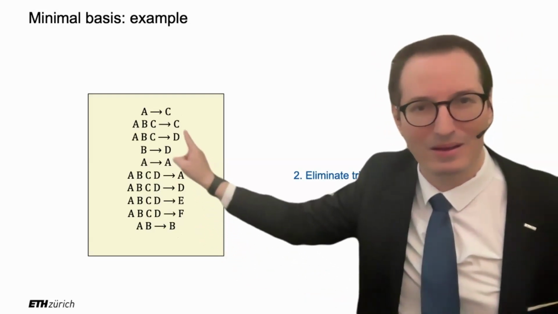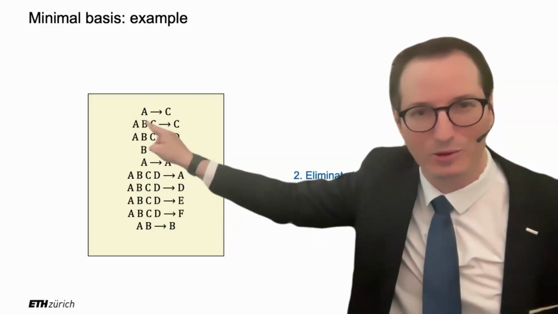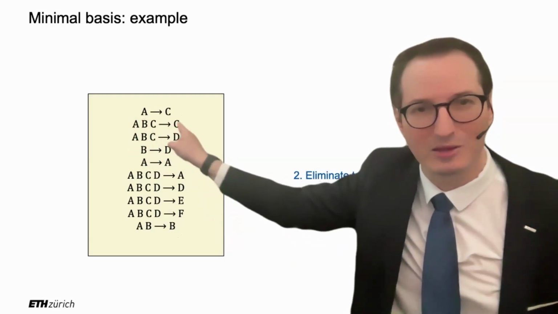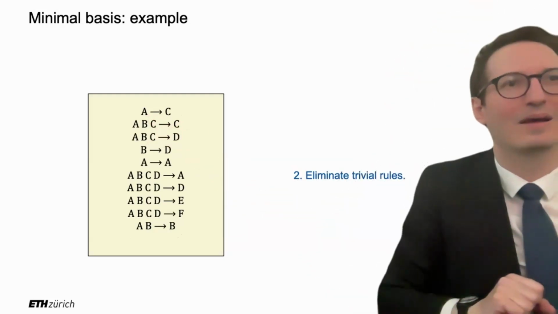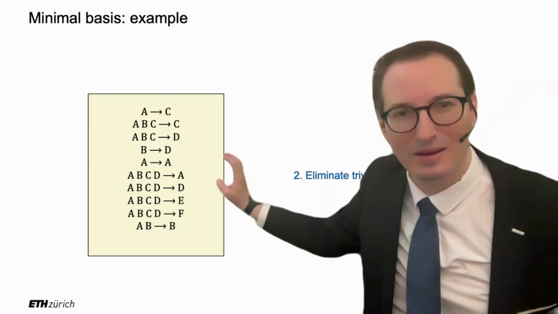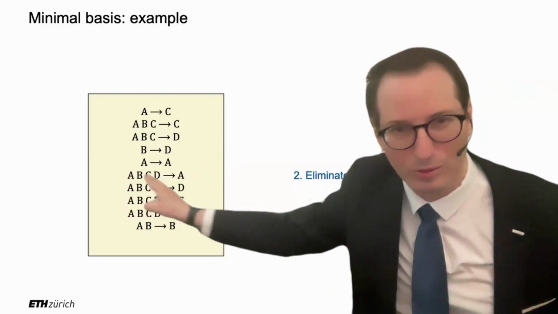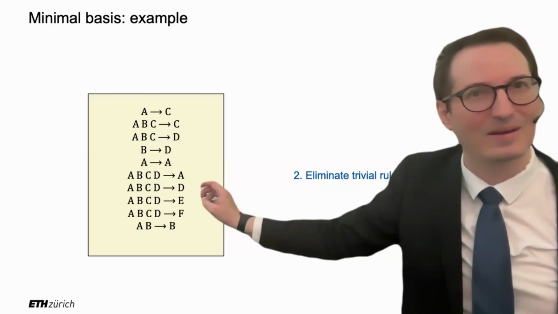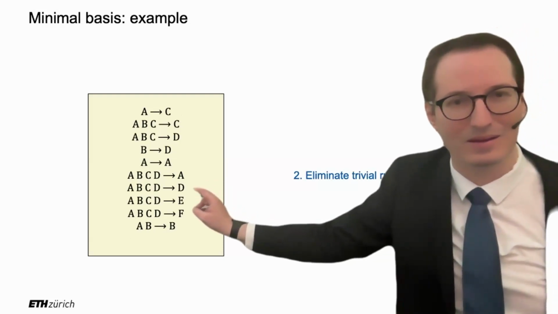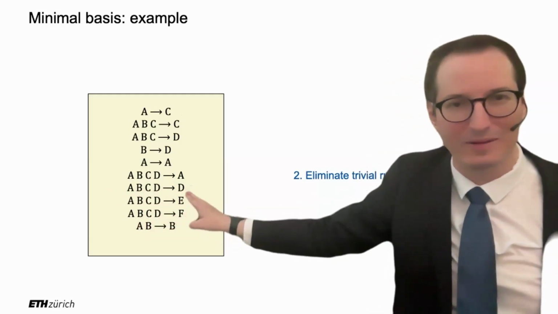ABC gives C, we can remove this one completely. Yeah, this one we can remove. That's also because it's the reflexivity, it's a subset. Any other? Yes, over there? ABCD equals A. Yes, this one also, because A is a subset, also the reflexivity rule. Somebody else? The one right under. Yeah, D is a subset again, so it's also a trivial one.